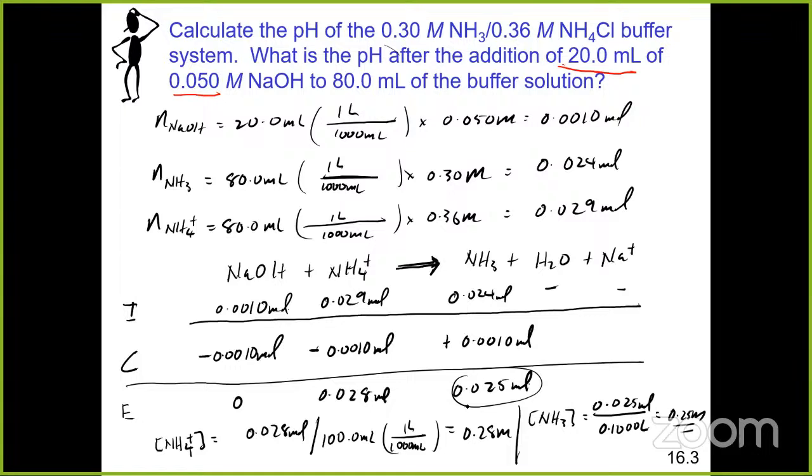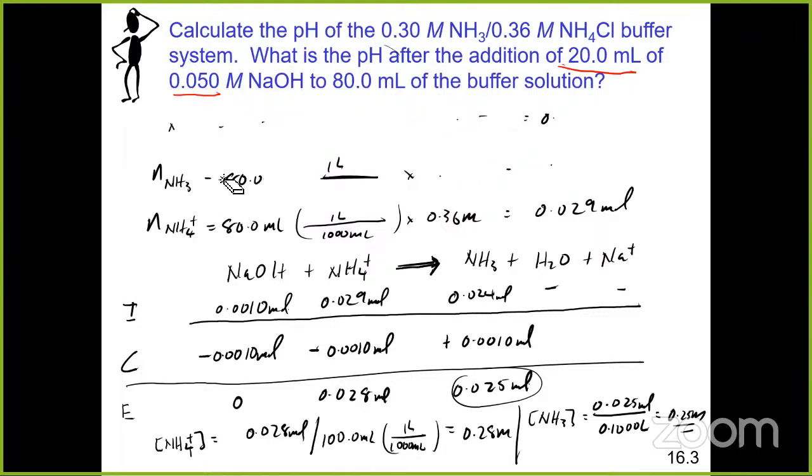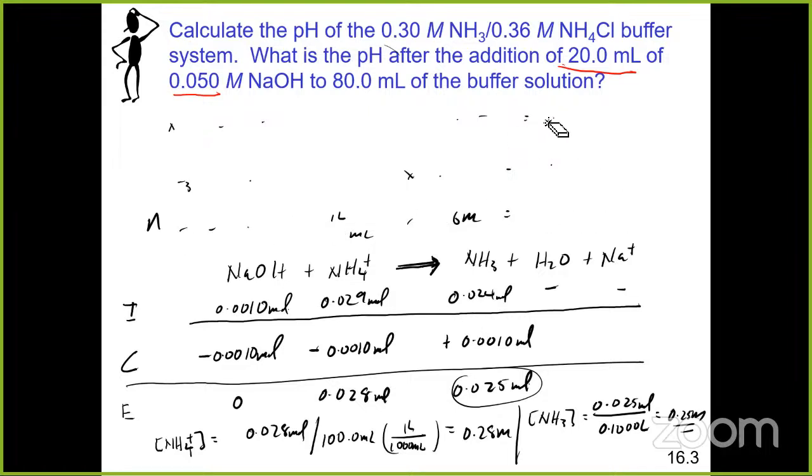Okay, so now that we have the concentrations of both ammonium and ammonia, we can plug those values into the same Henderson-Hasselbalch equation. I'm going to need some more space, so I'm going to erase the top part right here. All right, I think that's enough.